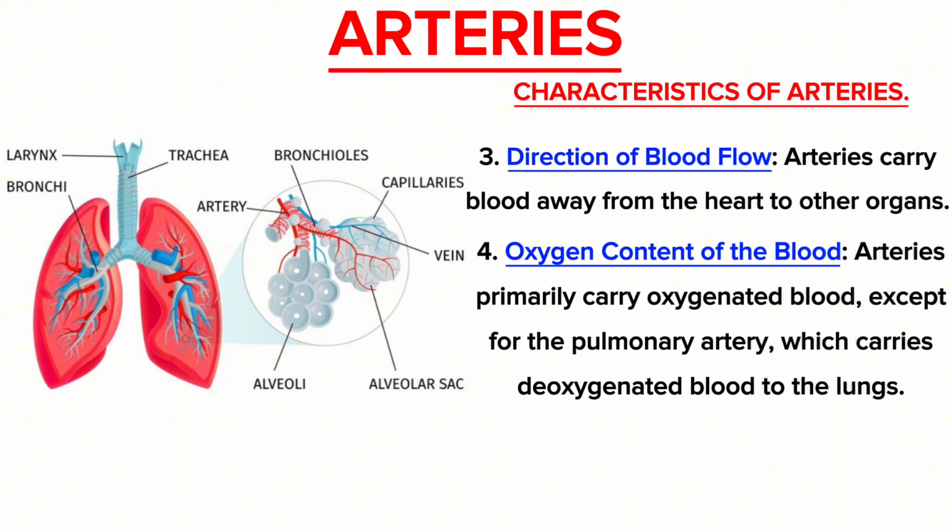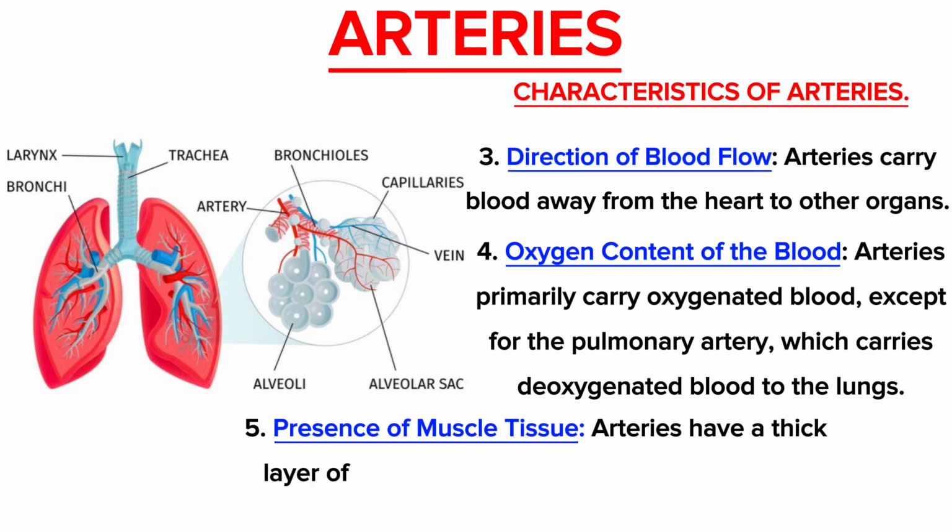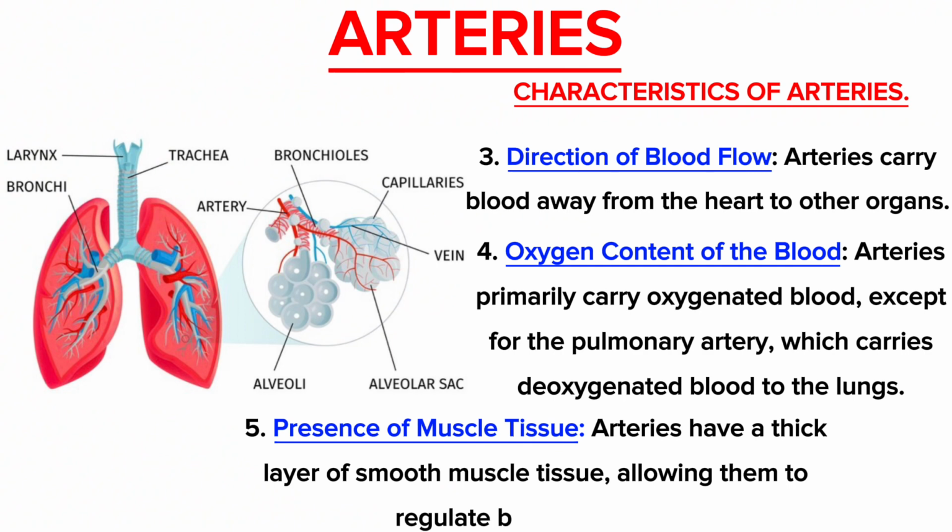So we have direction of blood flow, we have oxygen content of the blood, we have size of the wall, and we have location. The fifth one, presence of muscle tissue. Arteries have a thick layer of smooth muscle tissue, allowing them to regulate blood pressure.